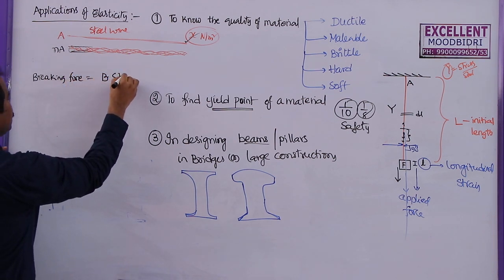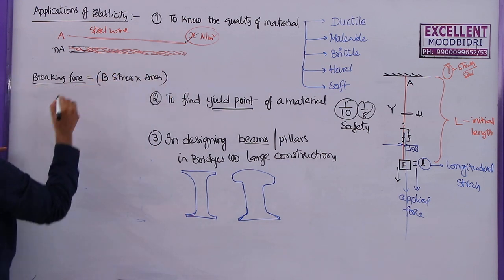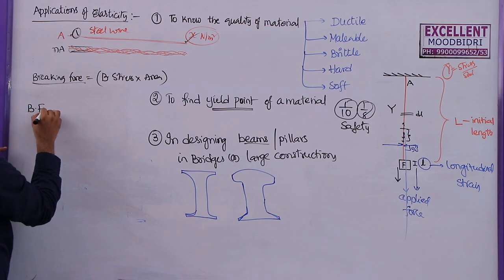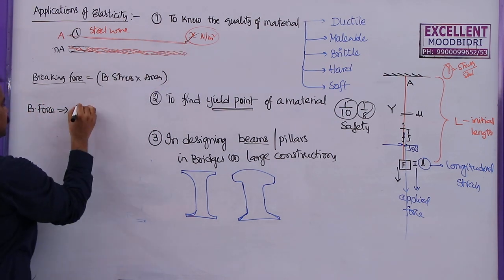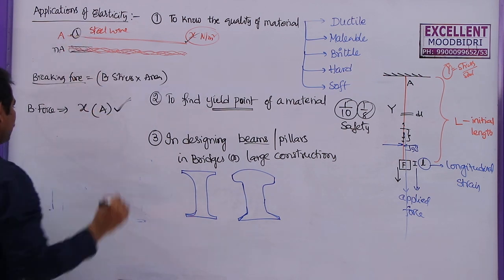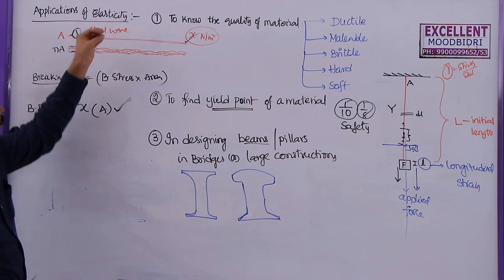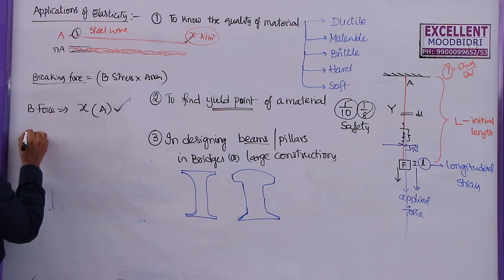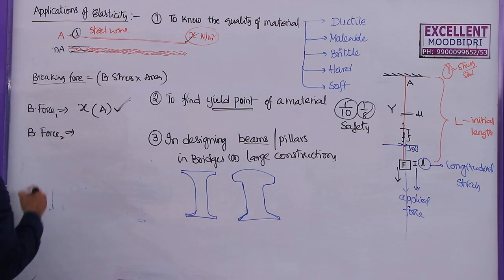This is breaking stress in terms of area of cross section. So in the first case, what is the breaking force on that material? The breaking stress is constant for steel. This is X and area A. So the breaking force that can be kept on this steel wire is XA.